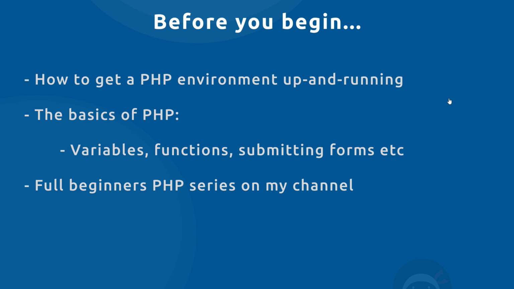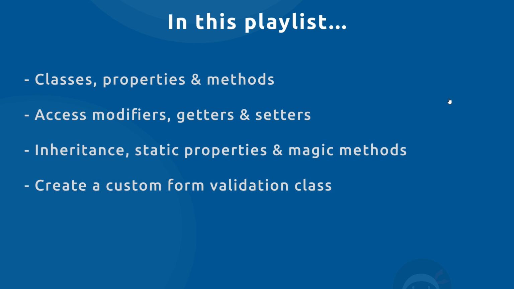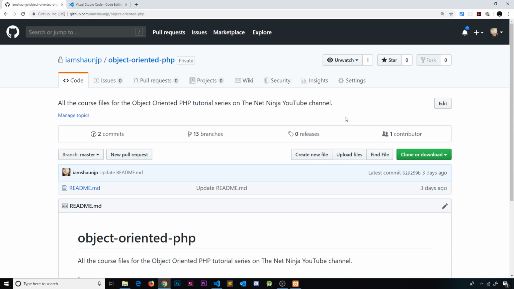For the rest of us, in this course, we're going to be starting at the start of object-oriented programming. So we're going to look at classes, adding properties and methods to those classes, and then looking at access modifiers, things like private, public, protected, and also getters and setters and the many benefits that they offer. Then we'll be looking at things like inheritance, static properties, magic methods, and loads more. And then finally, we'll put everything together to create a custom form validation class at the end.